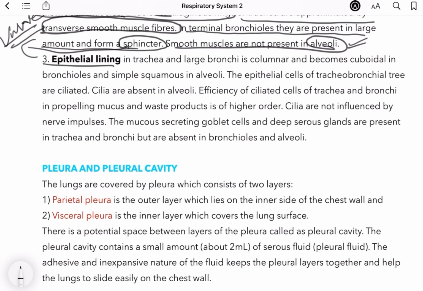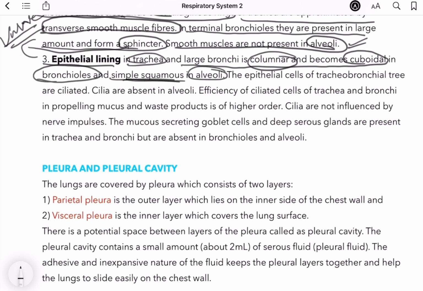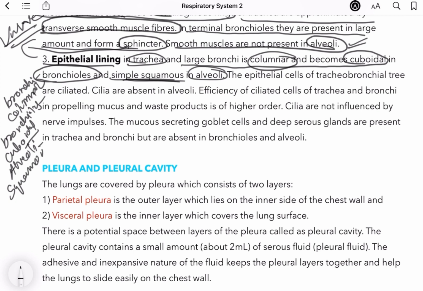Now epithelial lining. In the trachea and large bronchi it is columnar and becomes cuboidal. Remember, large bronchi is columnar and then it becomes cuboidal till reaching the bronchioles, and alveoli is simple squamous. So do remember, okay? Bronchi is columnar, bronchioles is cuboidal, and alveoli is squamous. This way you should remember this, three of three.